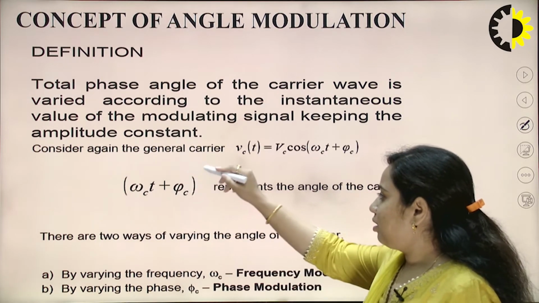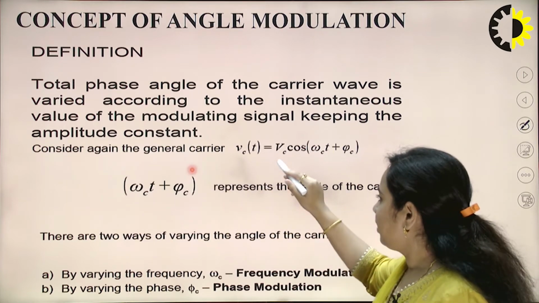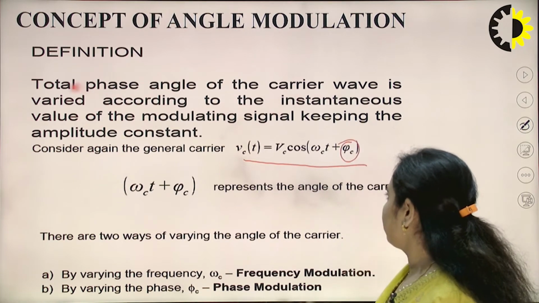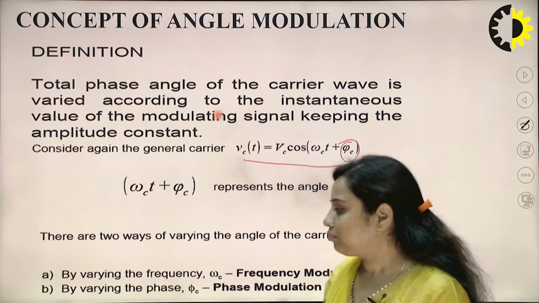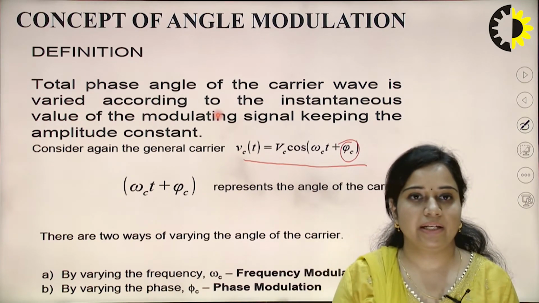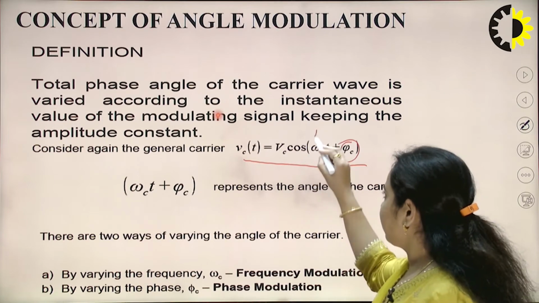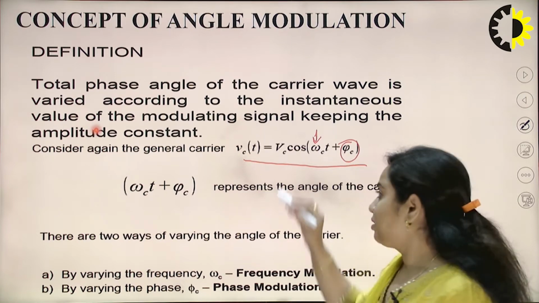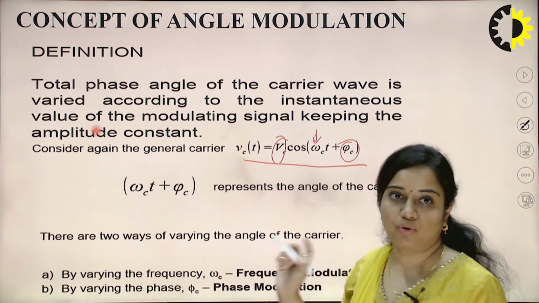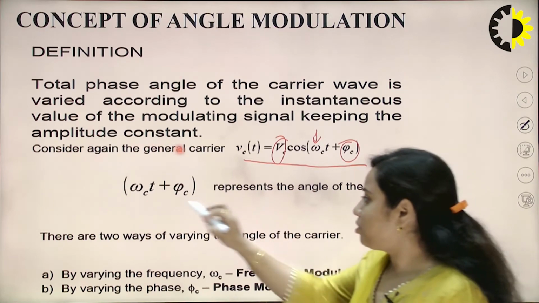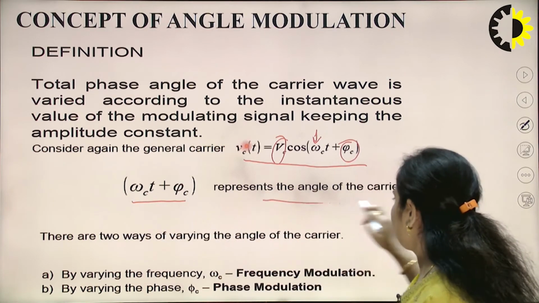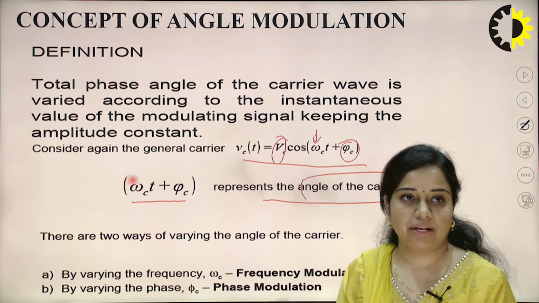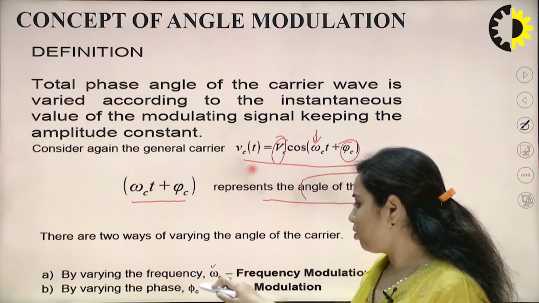Consider again the general carrier signal, Vc cos(omega c t plus phi c). Here phi c is the phase that we vary in case of phase modulation. Omega c is the carrier frequency that we change according to the amplitude of the message signal. Vc is the amplitude of the carrier signal, which has to be kept constant in angle modulation. Omega c t plus phi c represents the angle of the carrier, or the total phase angle. There are two ways of varying this: either we change omega c or phi c.